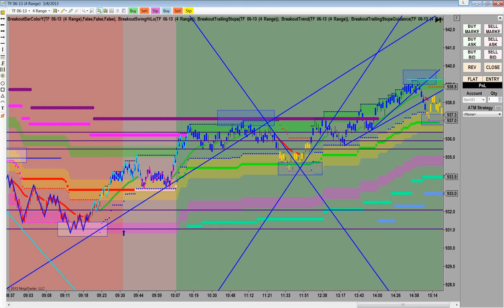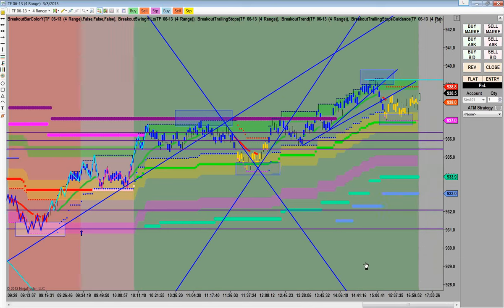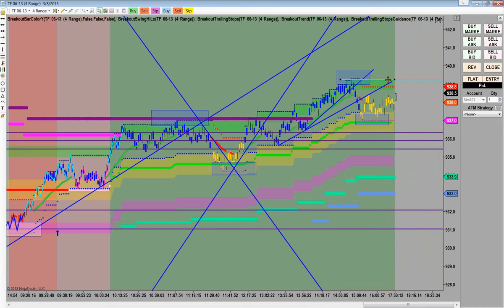Okay, let's see. So the money line. Okay, let me show you the money line a little bit more. All right. Let me get rid of all the lines. Well, I don't want to get rid of all the boxes. We'll just get rid of the lines so that we're not totally confusing on this chart.